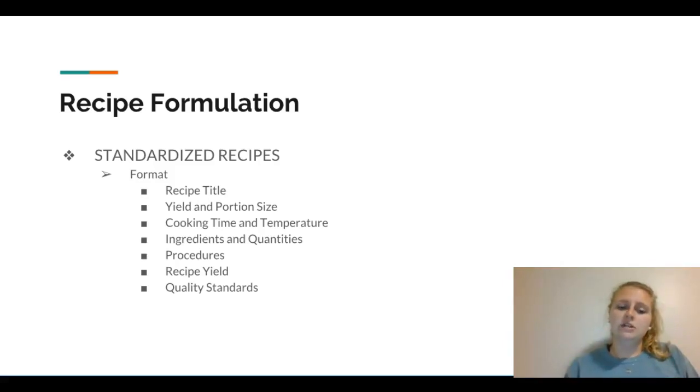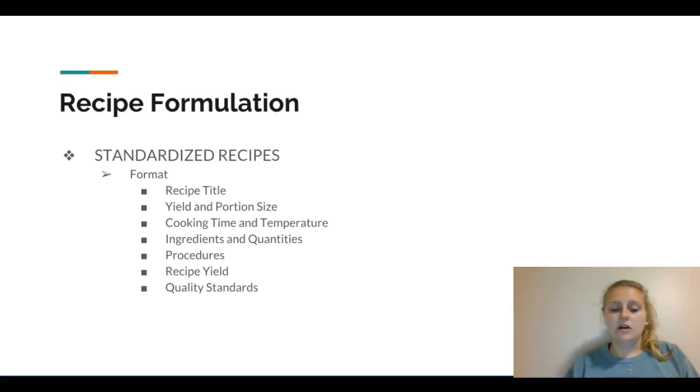Recipe formulation consists of standardized recipes. A recipe is standardized when it has been tested and adjusted to its consumers and the environment it's in. Depending on where the organization is located, it's going to depend on what the recipe is adjusted for. The format of a recipe contains quite a number of things, but a format is normally picked by the restaurant or organization, and they stick to it, because you wouldn't want a chef looking for a recipe and pulling one out that is completely different.